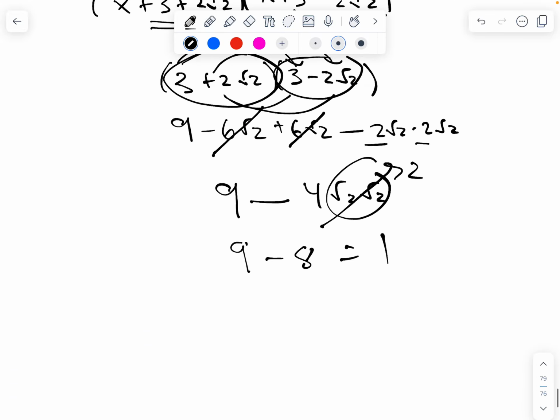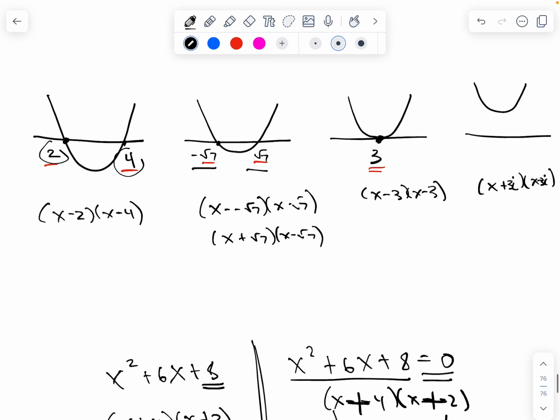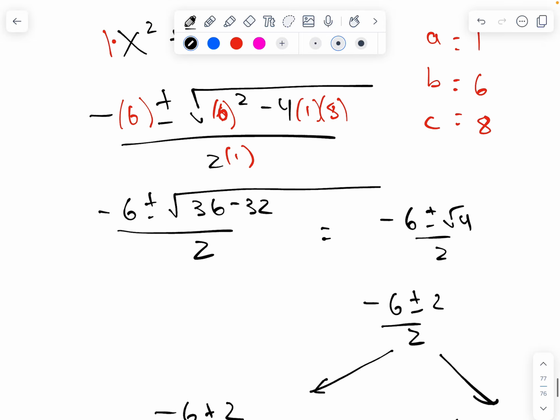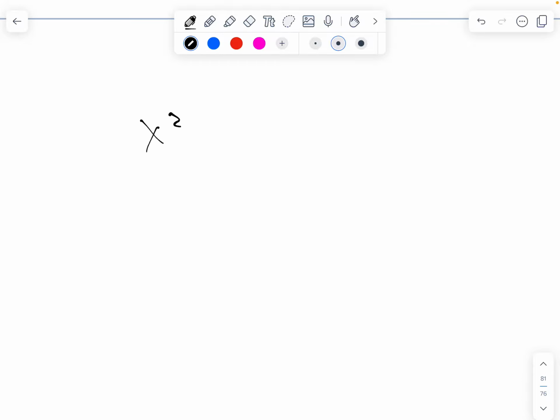Now, we've talked about the first case. Let's go back up to our graph. There we go. We've talked about the first case, nice happy integers. We've talked about the second case, irrationals. What does the third case look like? What's that going to look like in the quadratic formula? So let's do this one. Let's do x squared plus 6x plus 9.